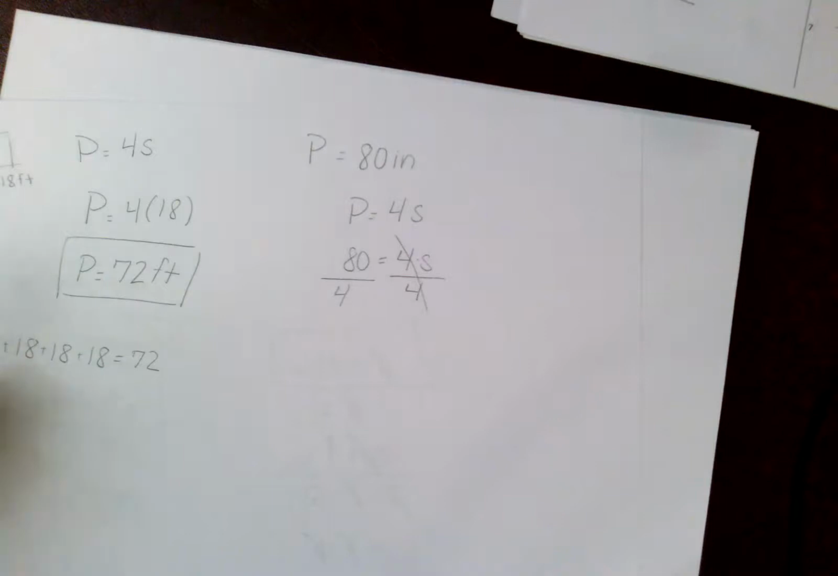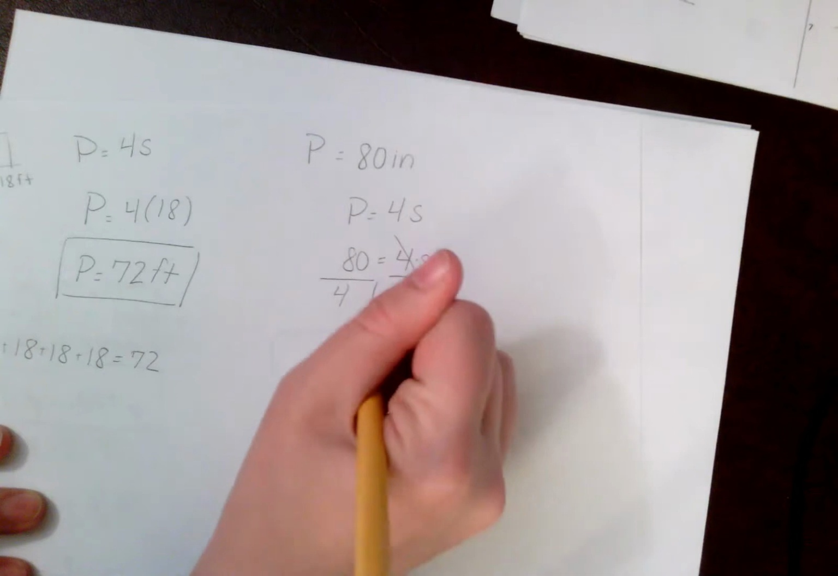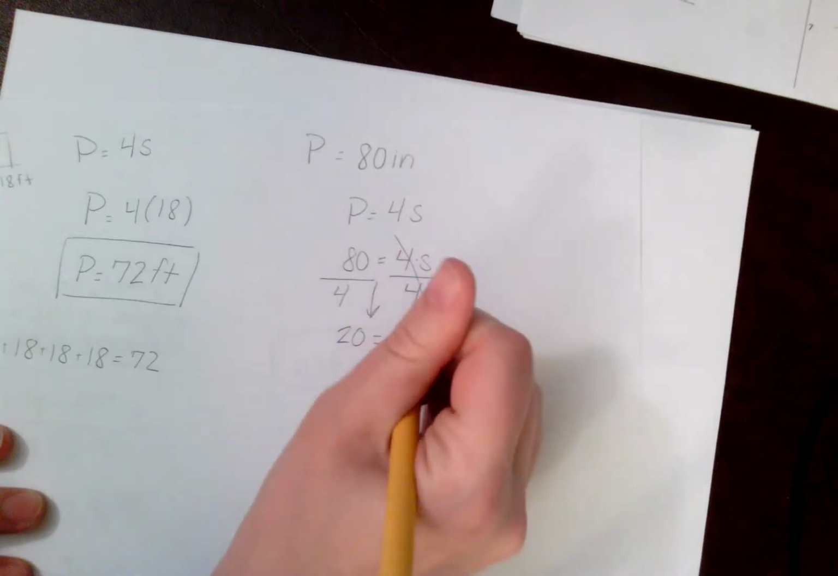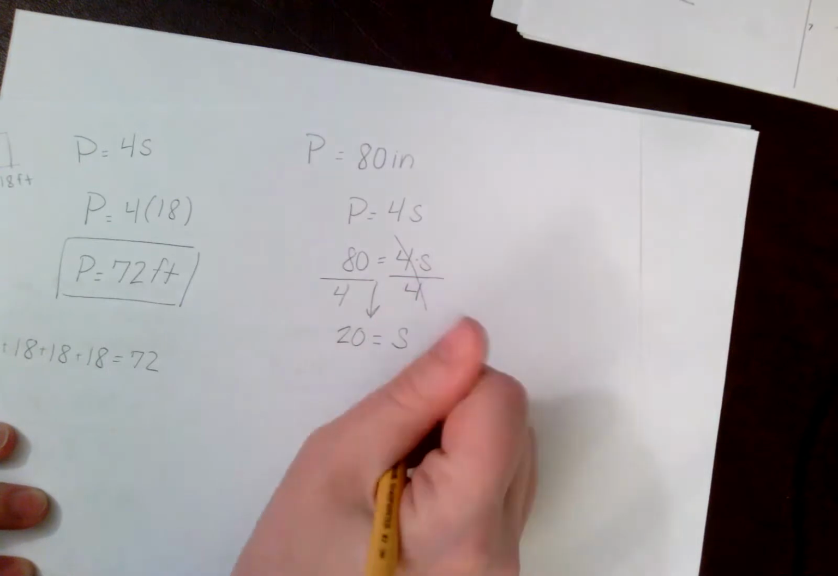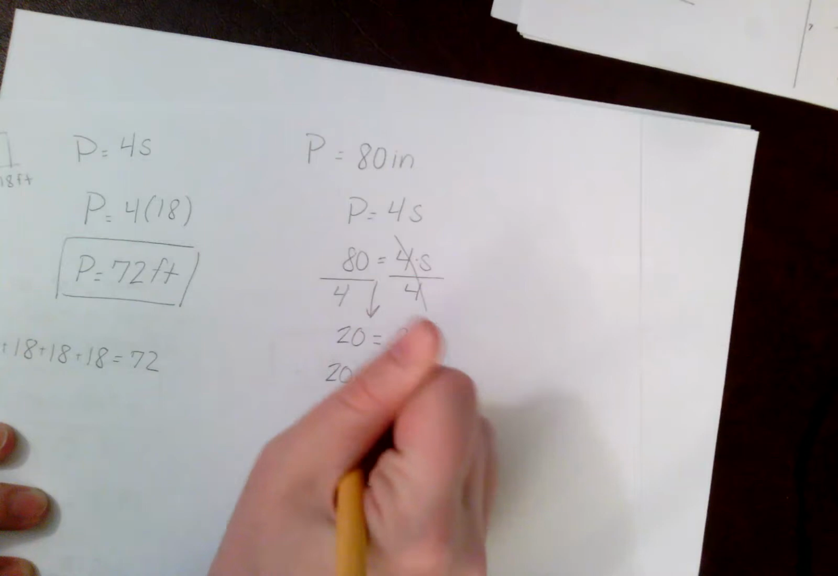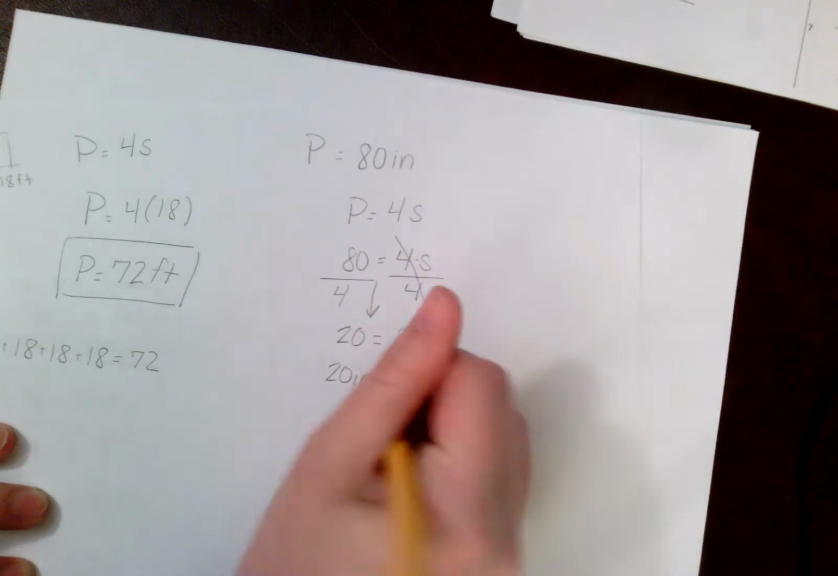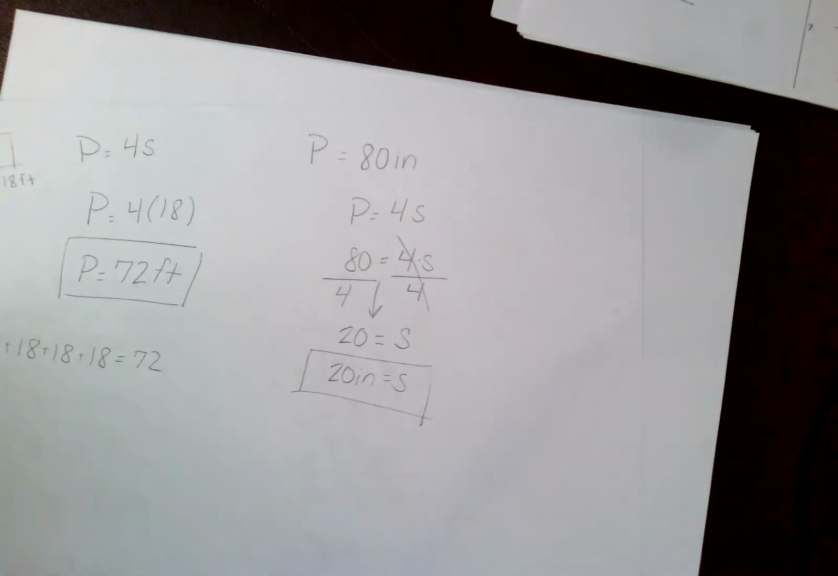So you're left with 80 divided by 4, and that gives you 20. Bring down your equal sign, bring down the variable. The length of my side is 20 inches. You always have to label. Okay, and there is working with the perimeter of a square formula.